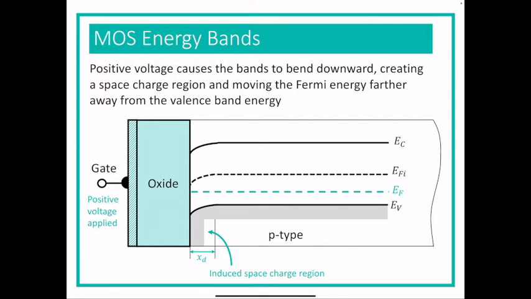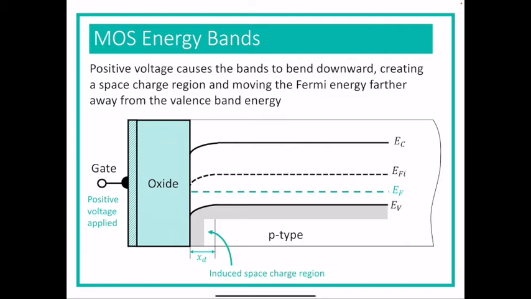If we turn the voltage around and we apply a positive voltage, then the bands bend the other way. Now, if they're bending the other way, then the Fermi energy is moving farther away from the valence band. And that means the actual structure of the material is changing right at that point. There is a space charge region, and that's the one that was induced because we had applied voltage in the other illustration that was done.